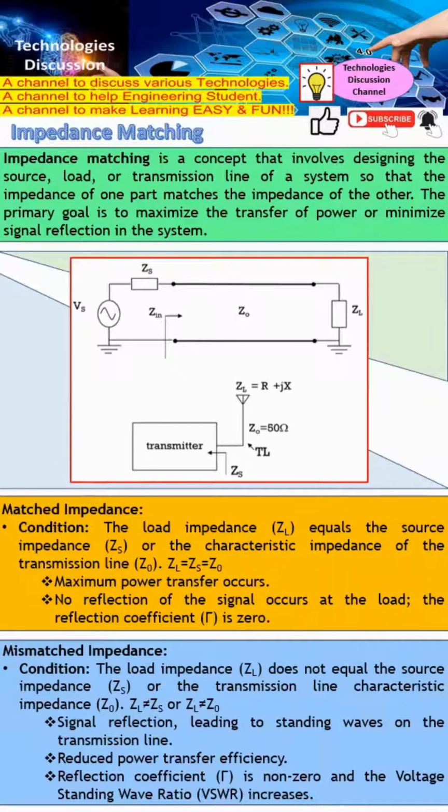The reflection coefficient will be non-zero. 0 means that 100% is transmitted. 1 means that 100% is reflected.